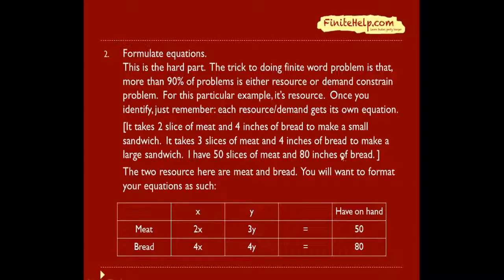Now what we have on hand, we're going to put on the right side of the equal sign. So I have 50 slices of meat, so we're going to put 50 over here. And we have 80 inches of bread, and we put 80 over here. So now you just put a plus sign here and here, and these are your 2 equations.